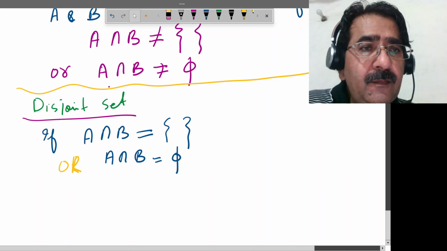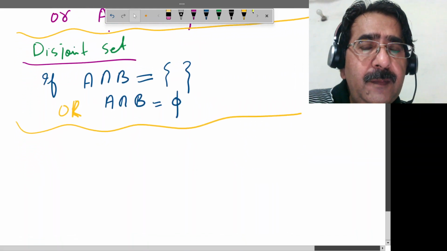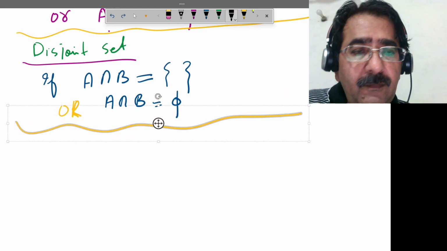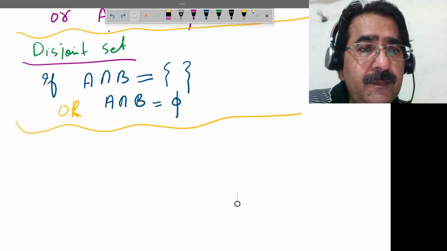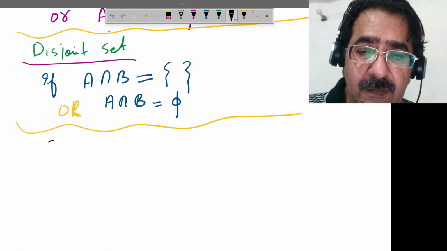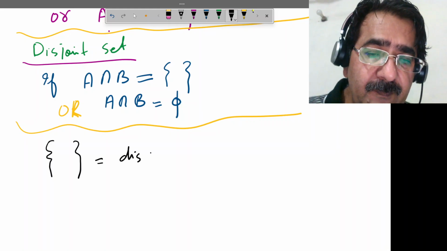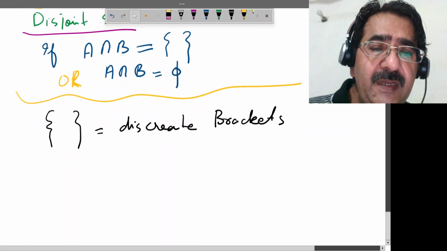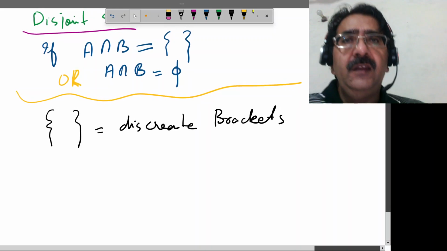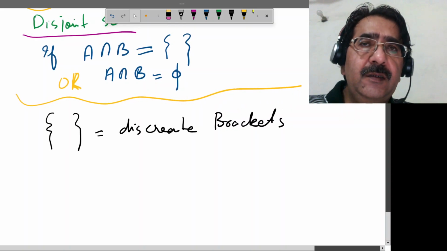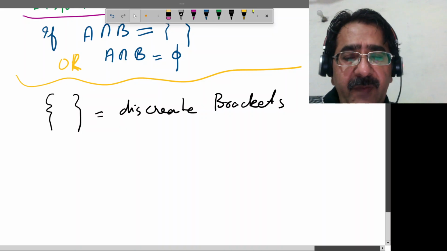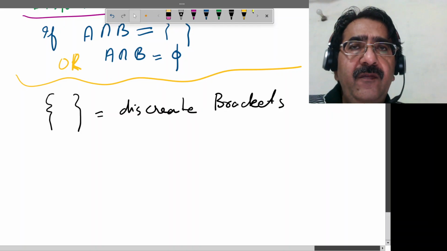So there are different brackets used in set theory. For example, these are defined as discrete brackets, and all the elements mentioned in discrete brackets represent only those elements. They have their own identity. They have no neighborhood.